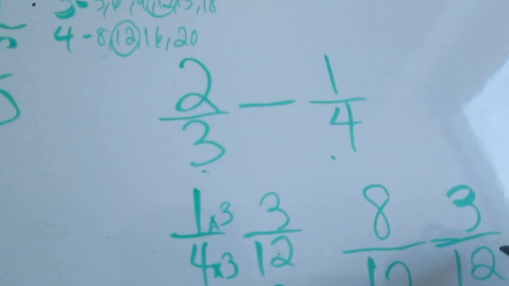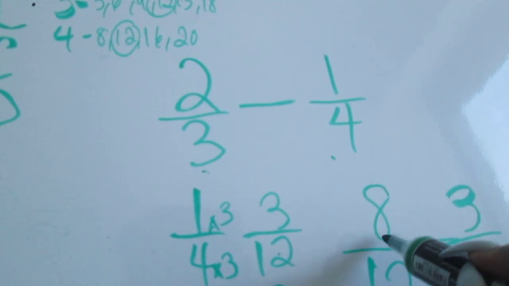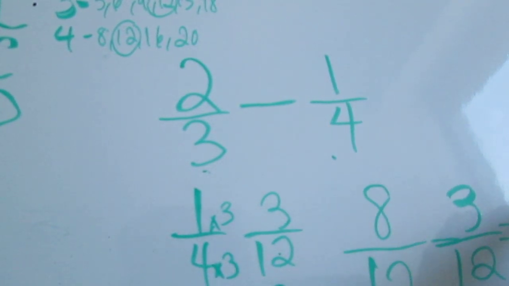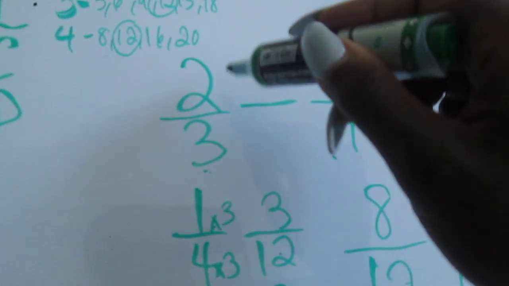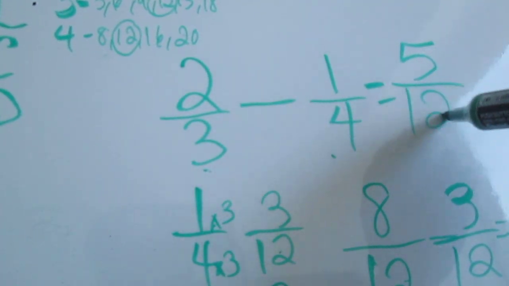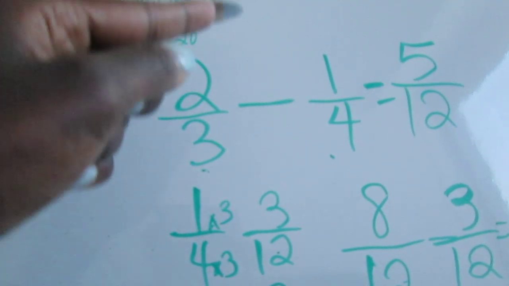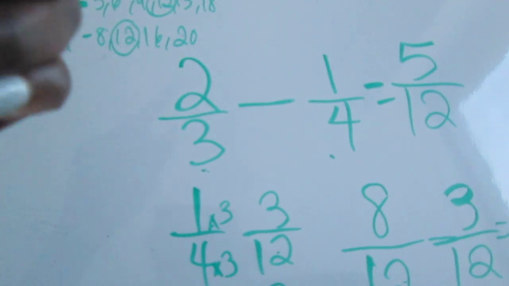Now, my denominators are alike. All I have to do is subtract my numerators. 8 minus 3 equals 5. And 12 stays the same. So therefore, 2/3 minus 1/4 equals 5/12. Ta-da!